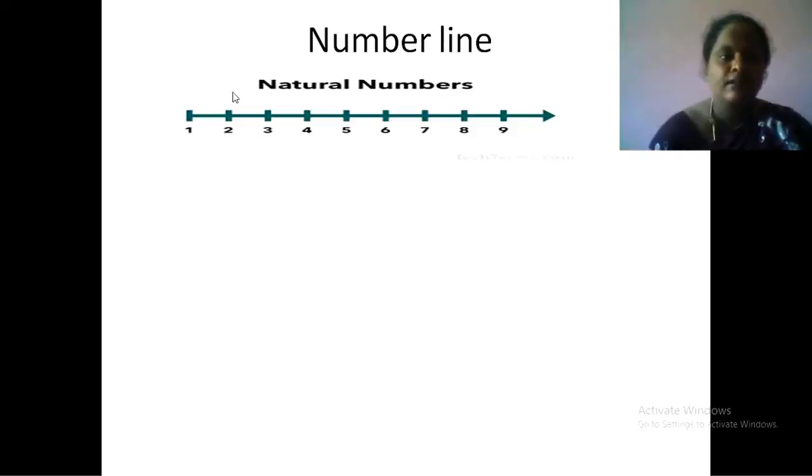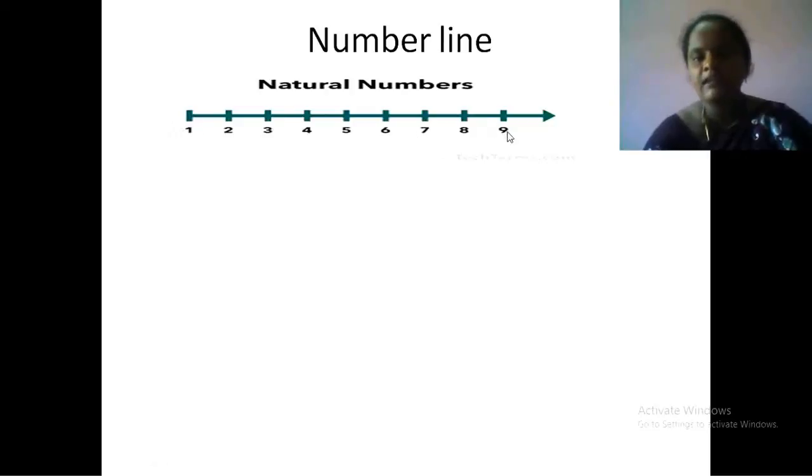Here, if we see only one side, this side we don't have an arrow mark, the other side an arrow mark is there. So 1, before that we don't have any natural numbers, but after 9 the numbers continue, uncountable numbers continue, and that is indicated by the arrow mark. So there is a meaning for the arrow mark on the number line.